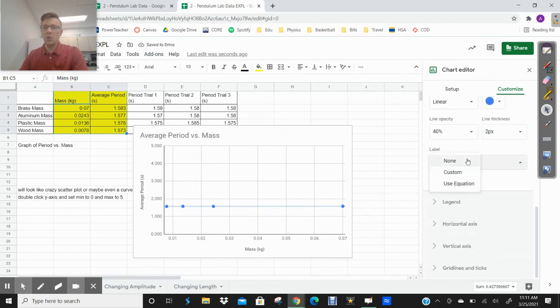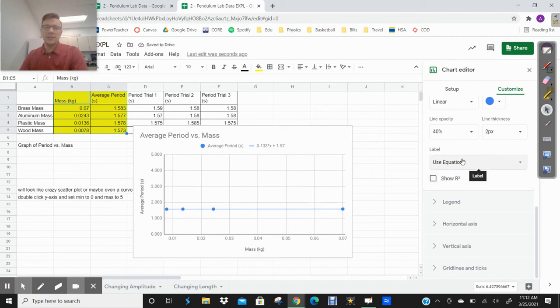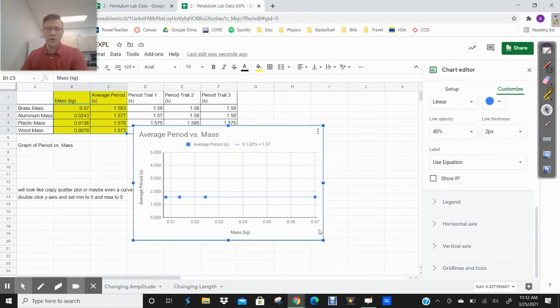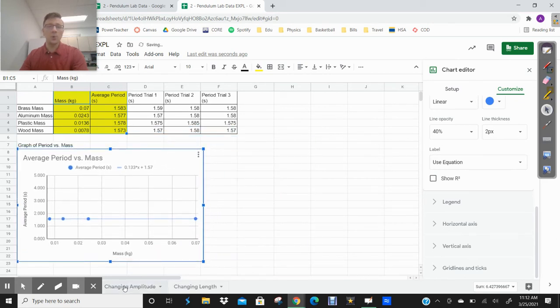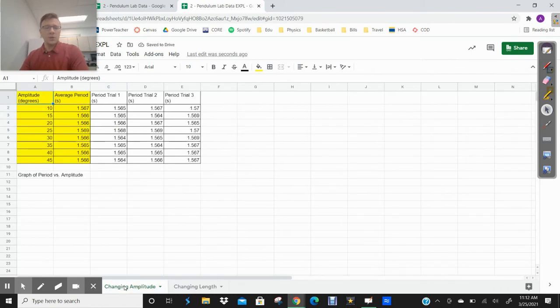And if you want to add an equation, you change the label to use equation. And that's not really necessary here. This is indicating that we have a small slope, but really this is a flat line. So with the flat line, you really don't need an equation. It's not a big deal, because we know that there's no relationship between the mass and the period. So R squared value should, again, not really be relevant here. So there is your period versus mass graph. And this is what you would enter into your lab report. So go ahead and move on to the changing amplitude graph.